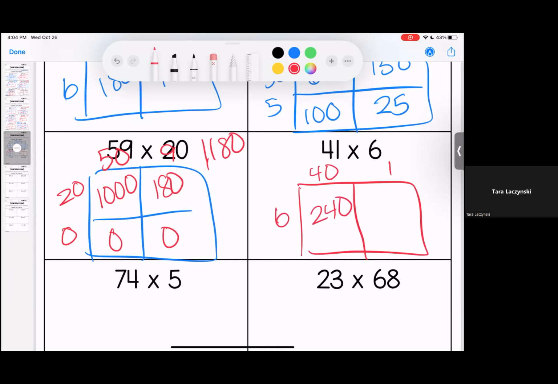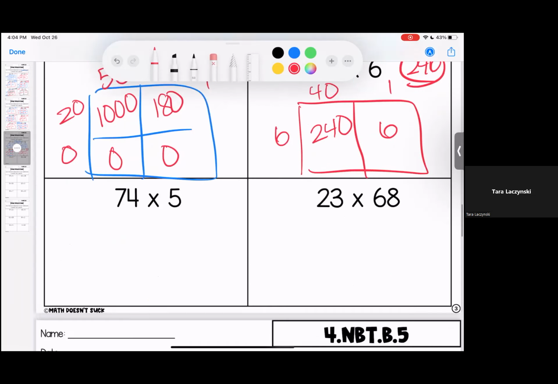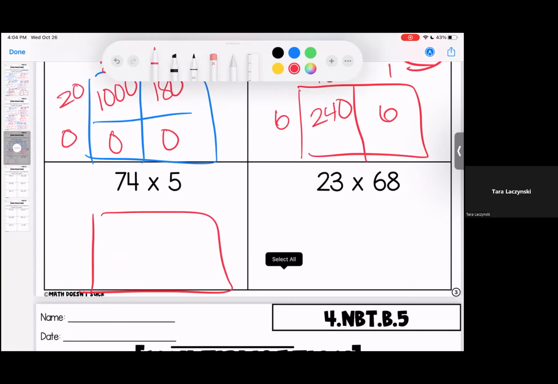41 times 6, we split it to 40 and 1, 6. 6 times 4 is 24, 1 zero. 6 times 1 is 6. If we add it all together, we get 246.